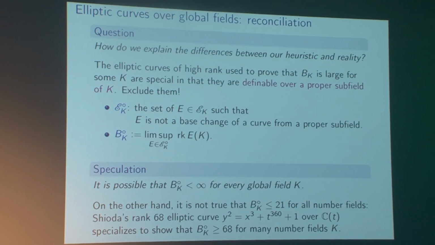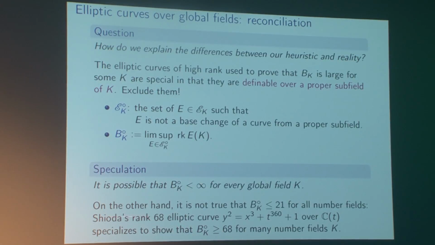And if you do exclude all those, then it's conceivable that, if you just take the elliptic curves that are not base changed from a subfield, and you redefine the lim sup to count only those, then it's still possible that this is always finite, even for function fields. It still doesn't fix everything. It's still not quite true that this is always going to be 21.